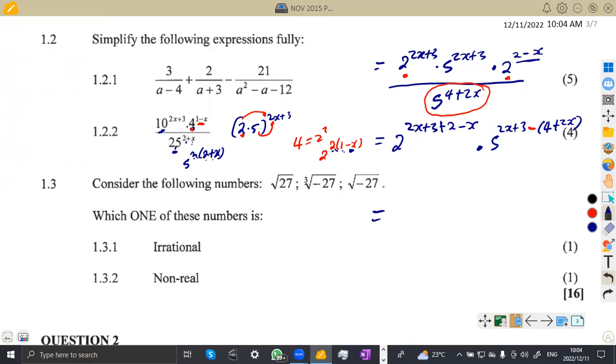All right, guys, here 2 times 1, that's 2. 2 times minus x, that's minus 2x here. So we've got minus 2x here. Sorry for that.